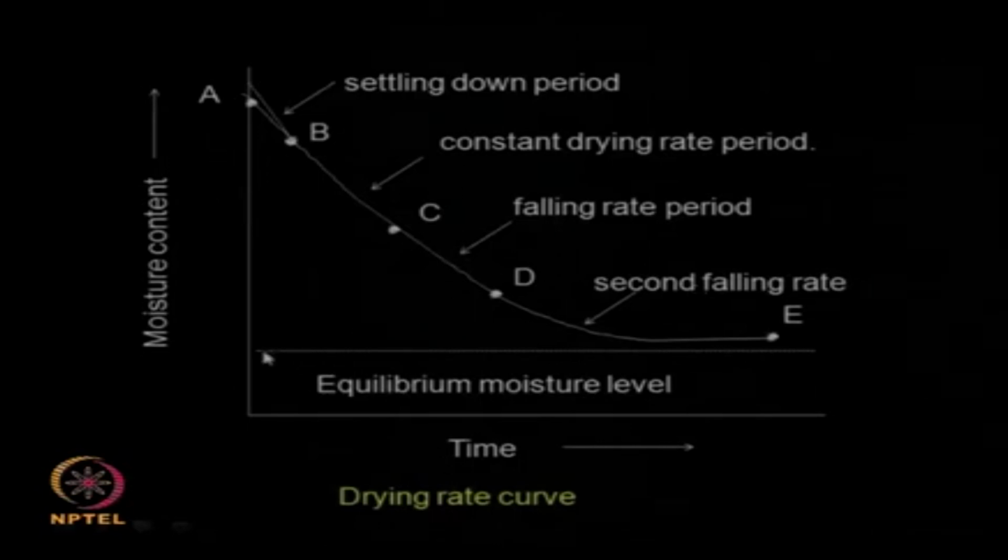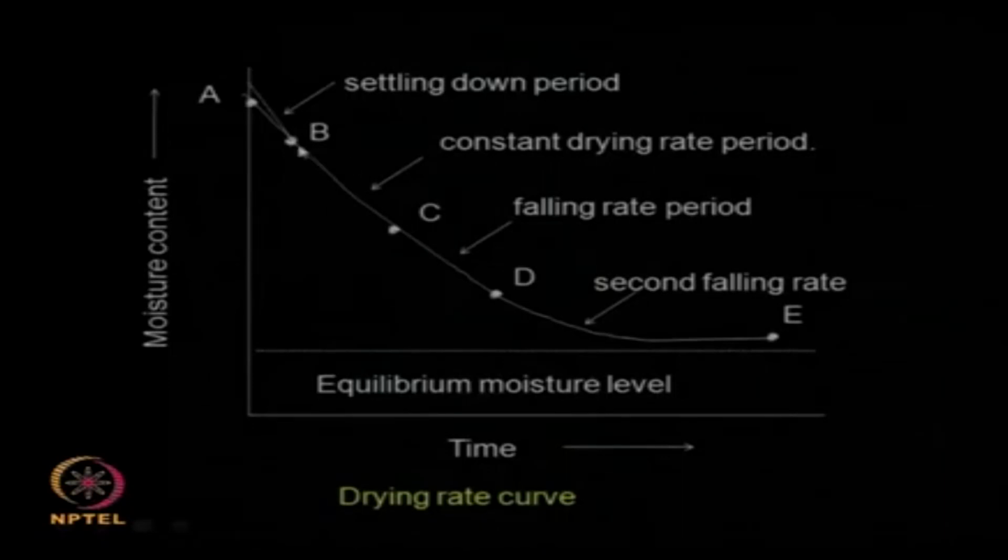Now, as the drying happens and happens, the material cannot give up moisture after some time, and this moisture content is called the equilibrium moisture content, which I discussed a few slides back. So, the equilibrium moisture content depends on the percentage relative humidity as well as the type of material, how hygroscopic it is, how porous it is and so on.